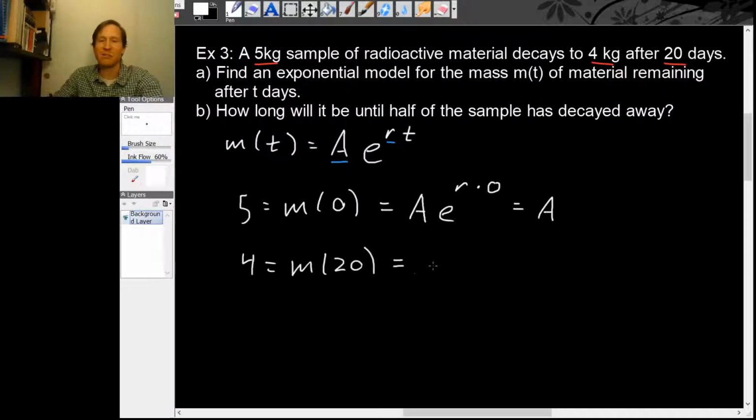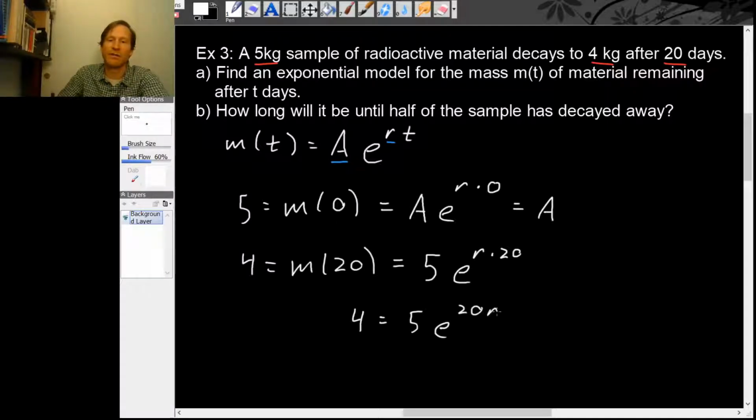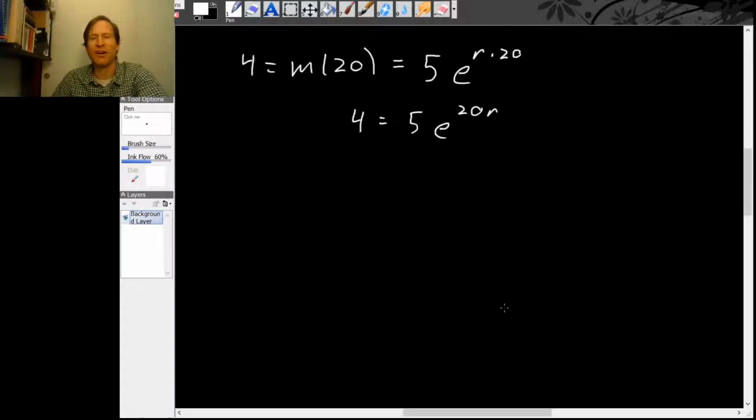For our second data point, we get a, which now we know is 5, times e to the r times 20. Okay, so the second data point turns into the equation 4 equals 5 times e to the 20r. And now we need to find r.